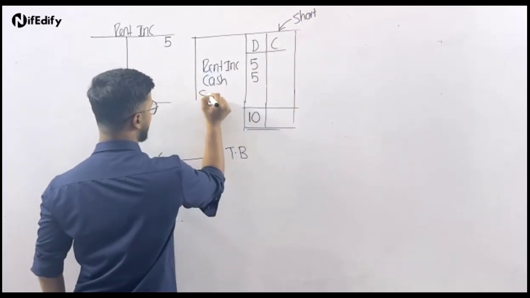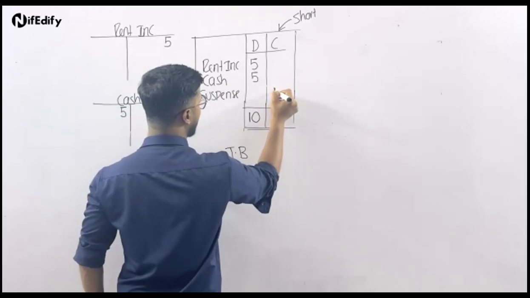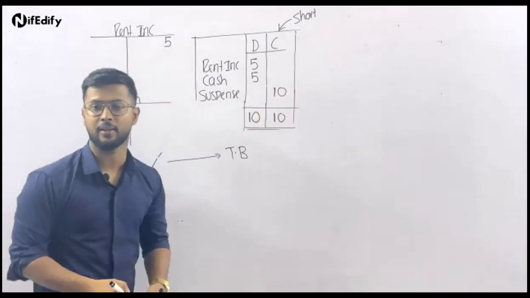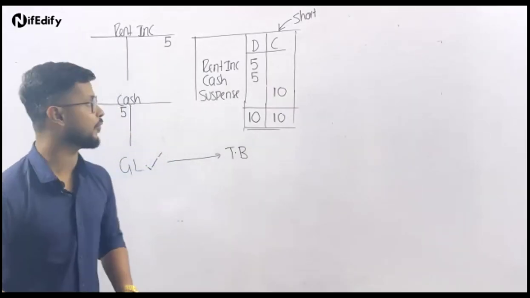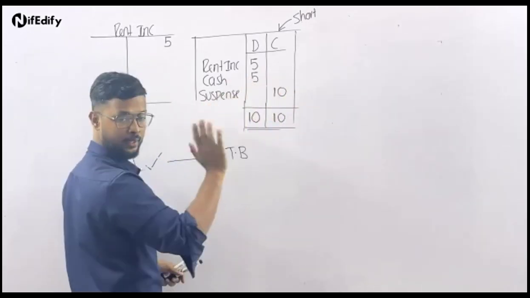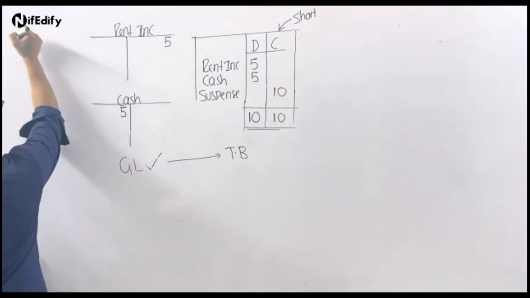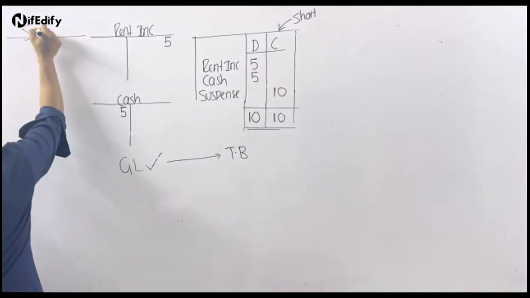So suspense is going to get created in the credit side, because you and I know suspense is created in whichever side the TB is falling short. So now the suspense is created on the credit side. One more T account to come. Which T account is it? Suspense.